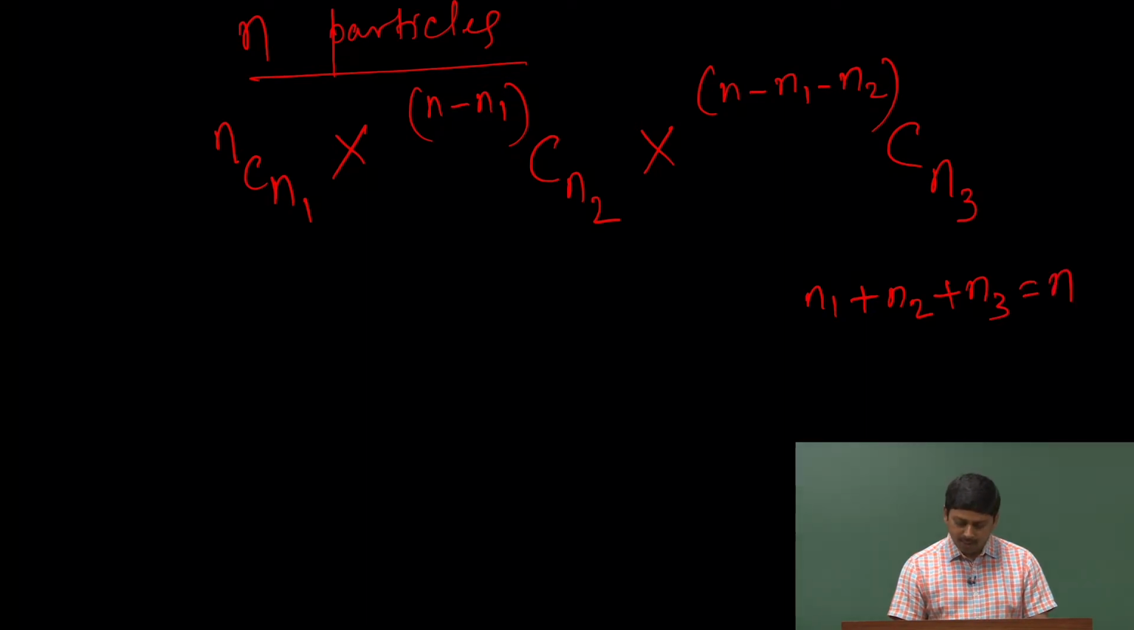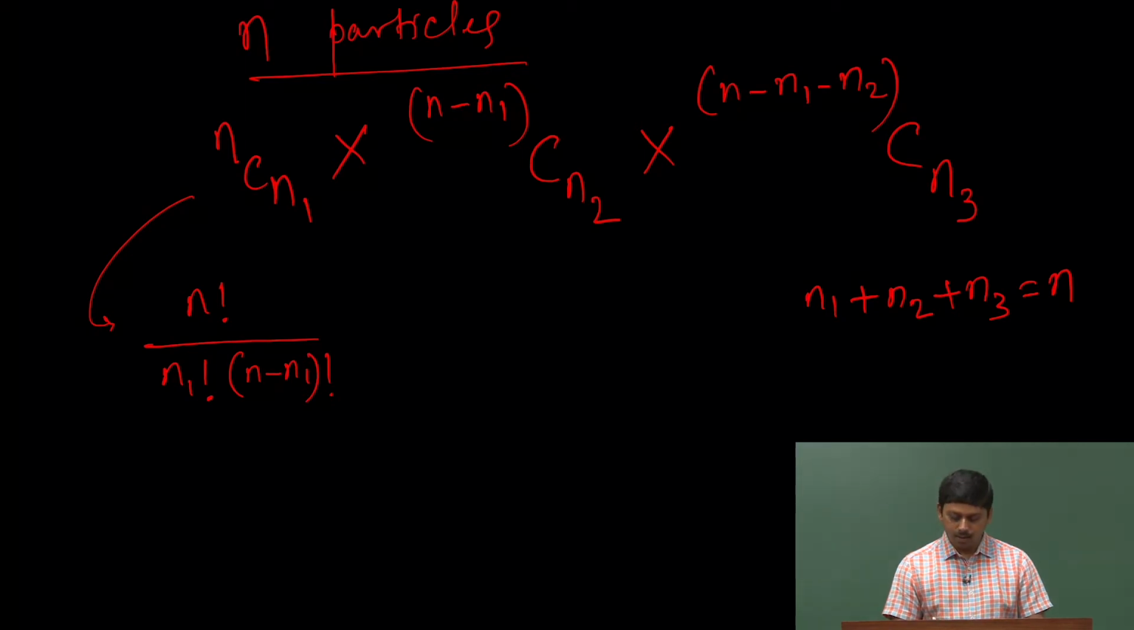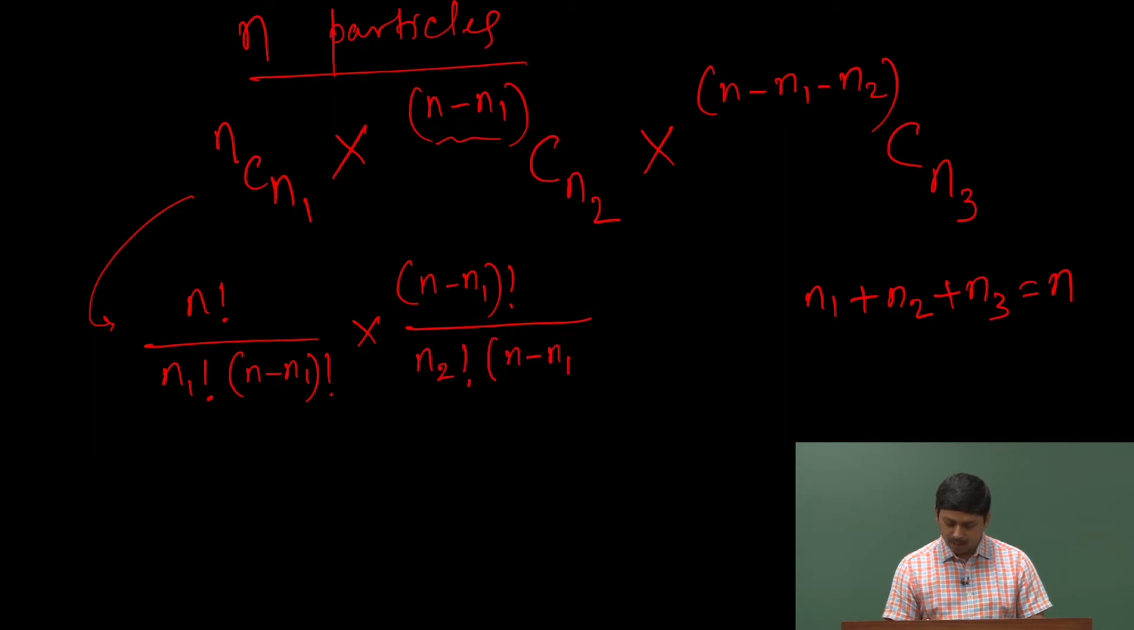So, what we get from this is nCn1, which is factorial n divided by n1 factorial and n minus n1 factorial, multiplied by n minus n1 C n2. So, it is n minus n1 factorial divided by n2 factorial and n minus n1 minus n2 factorial.